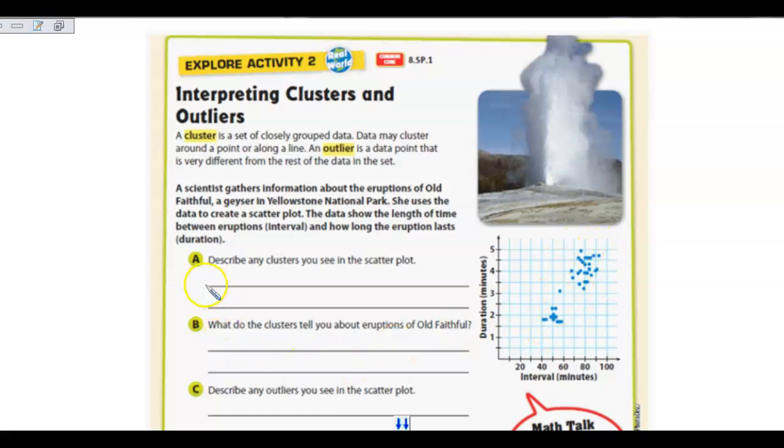So, the lower cluster is tight. And the upper cluster is more loose.